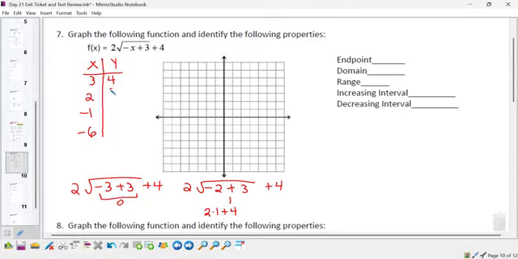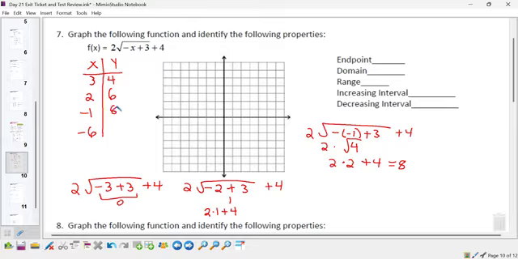Plus 4 gives me 6. Now I got 2 root negative x, and the x is a -1 here, plus 3 plus 4. Negative 1 is 1, plus this is a 4. Square root of 4 is 2. 2 times 2 is 4, plus 4 is 8.